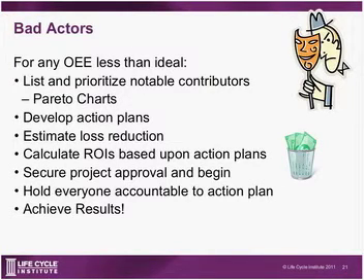So let's spend a couple slides talking about bad actors. So for any OEE less than ideal, which OEE will never be ideal, with our example of 63%, we want to list and prioritize our notable contributors through Pareto charts. First, second, third level Pareto charts allow us and our reliability engineers to identify where to focus their effort for a root cause analysis. Based upon that root cause analysis, we develop action plans.